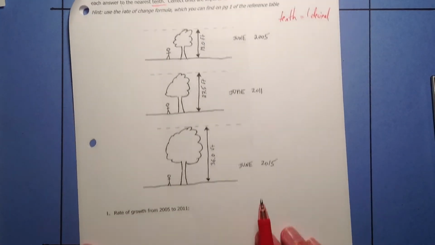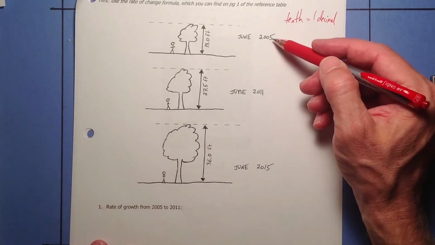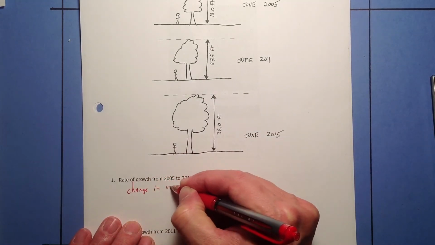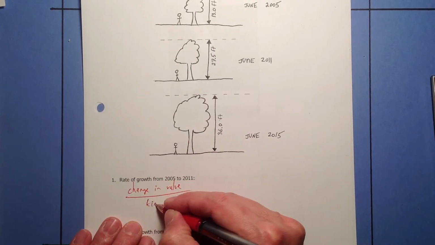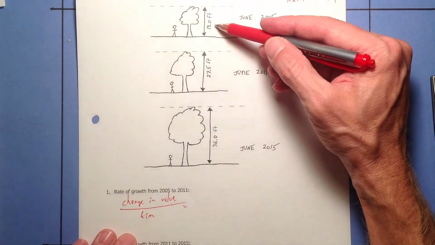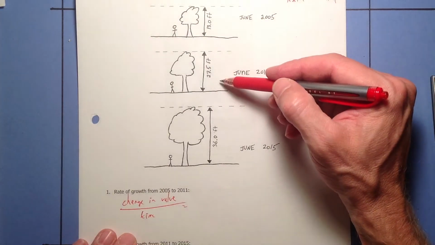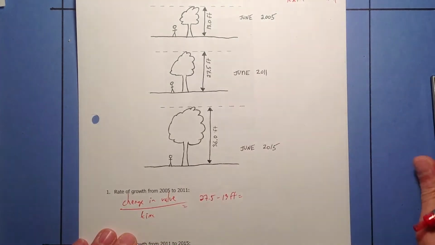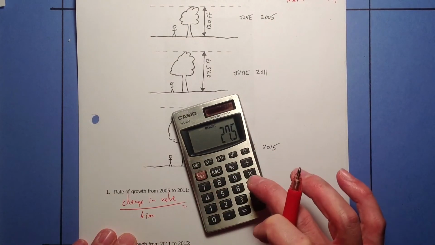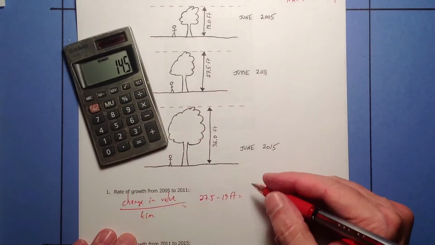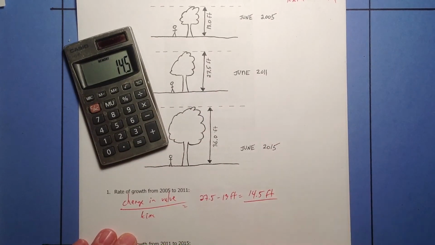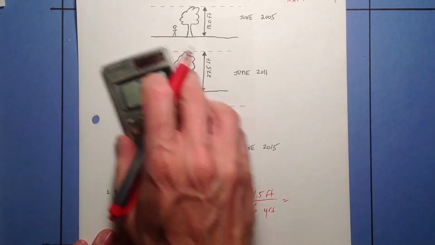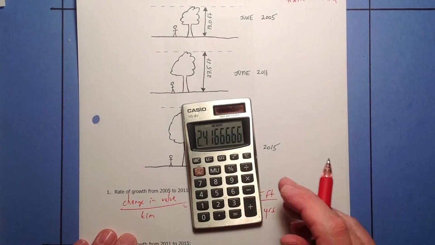Okay, know that. So in this case, rate of growth from 2005 to 2011. So change in value divided by time. So the change in value, well, the tree was 13 feet tall at that point, in 2005, and now it's 27.5. So the change is 27.5 feet minus 13 feet, which is 14.5 feet. That's how much it grew during that time frame. And the time from 2005 to 2011, 11 minus 5 is 6 years.